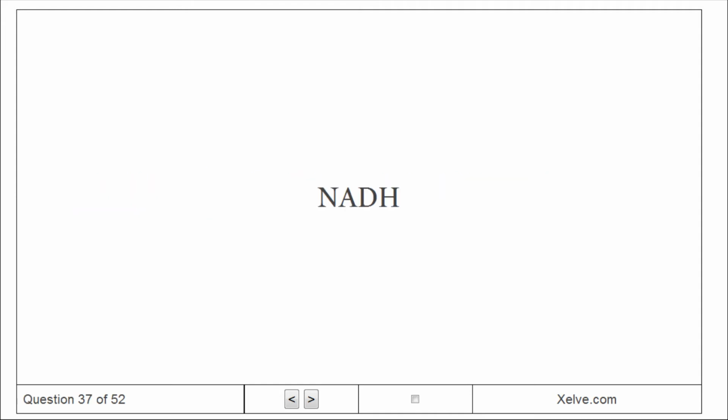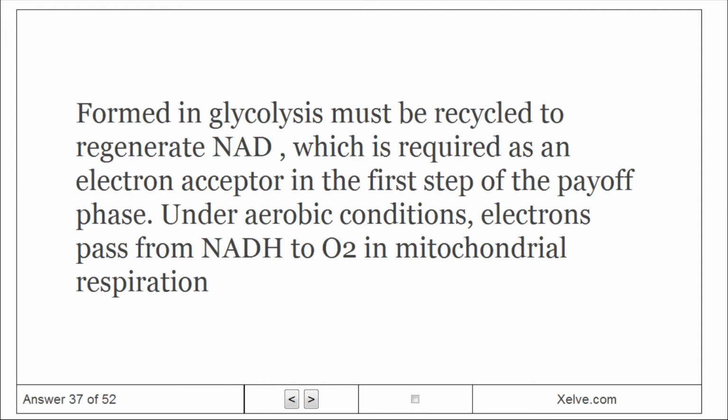NADH, formed in glycolysis, must be recycled to regenerate NAD, which is required as an electron acceptor. In the first step of the payoff phase, under aerobic conditions, electrons pass from NADH to O2 in mitochondrial respiration.